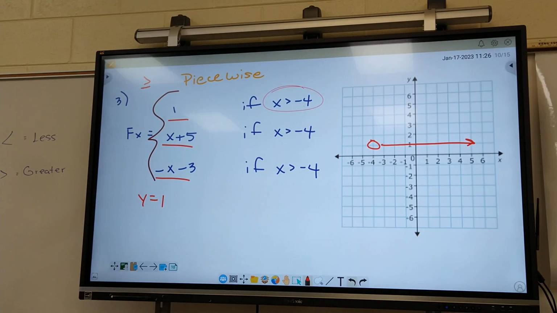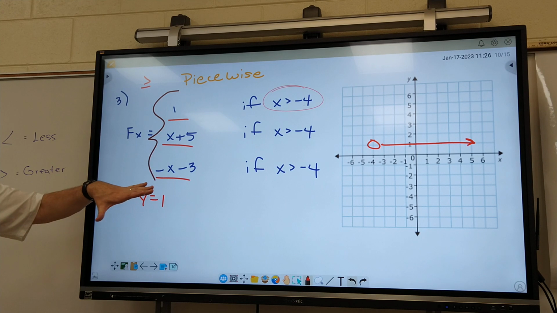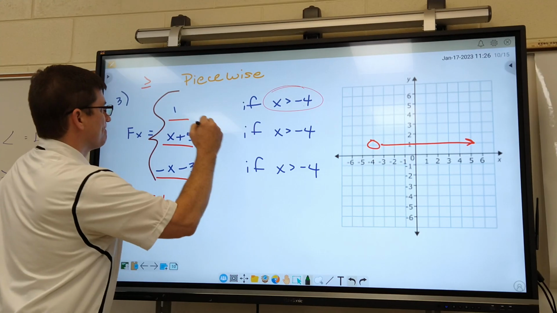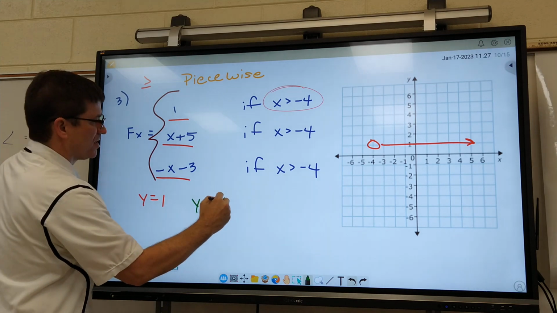So did y'all do this last year? Nope. All right, question about the first line. All right, let's do the second line. All right, second line is y equals x plus 5.